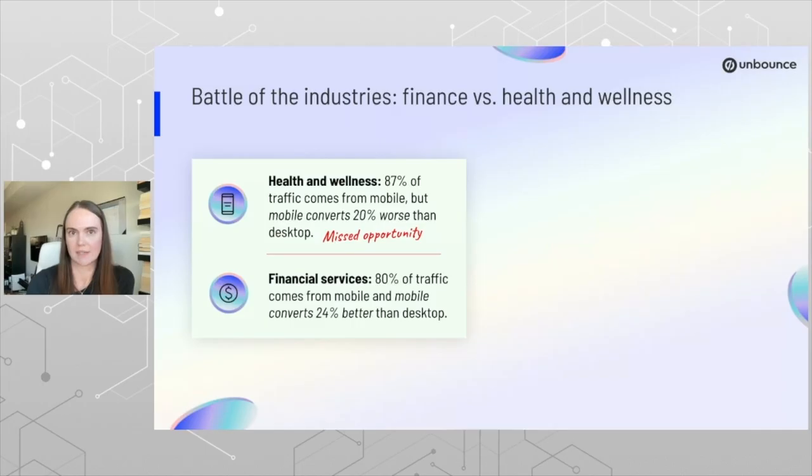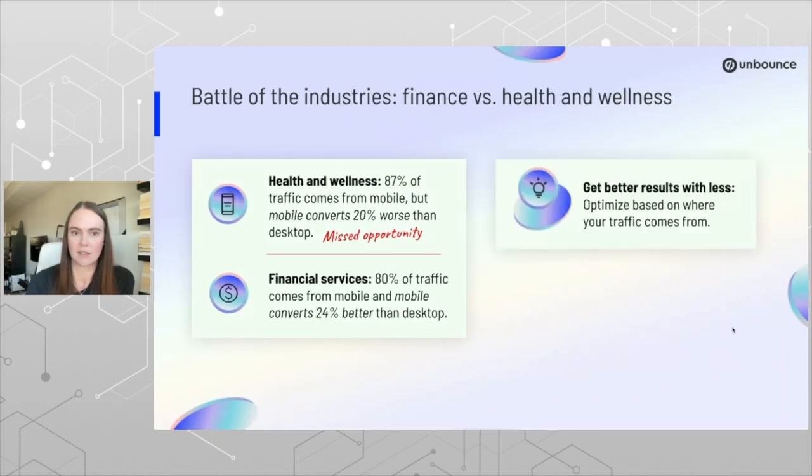What this tells us is that financial services is aligning their optimization efforts with the device type that's driving the most traffic, whereas health and wellness might be underinvesting in mobile relative to where they see their traffic coming from. This is really our key insight here: a way to get better results with less is to make sure that you optimize based on where your traffic is coming from.